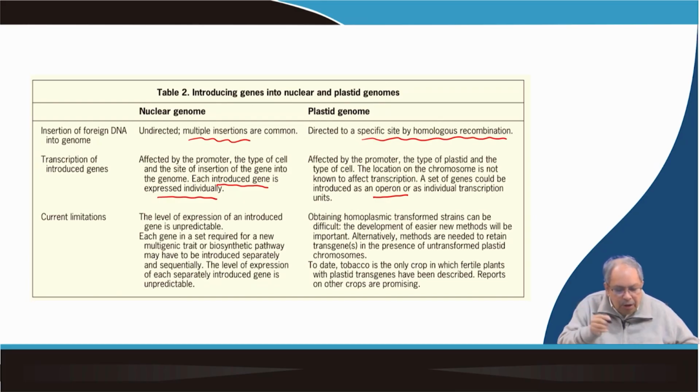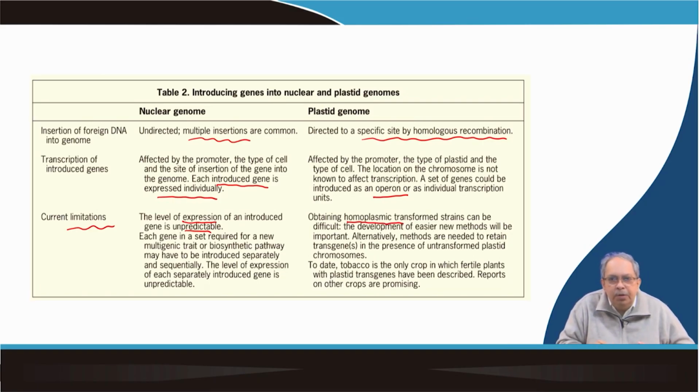The current limitation with the nuclear genome is that the level of expression is unpredictable, because the integration is random, whether you do vectorless transfer or Agrobacterium-mediated transfer. If it is integrated in transcriptionally active sites, then the gene will express. If it is integrated in the heterochromatin region, it will not express. These problems will be there, and then there are other problems like gene silencing. That can also happen, whereas the difficulty in plastid transformation is obtaining homoplasmy. The term homoplasmic I will explain a little bit later.